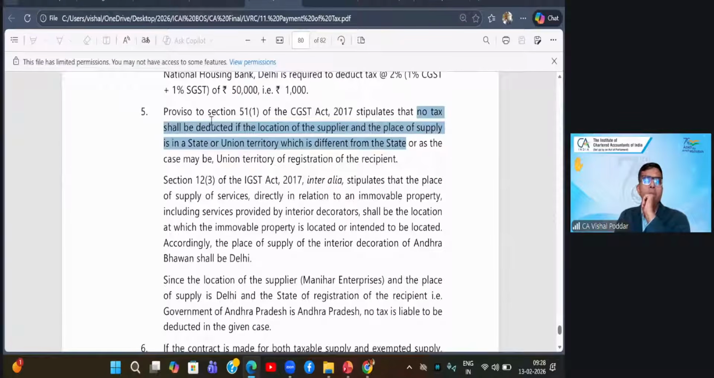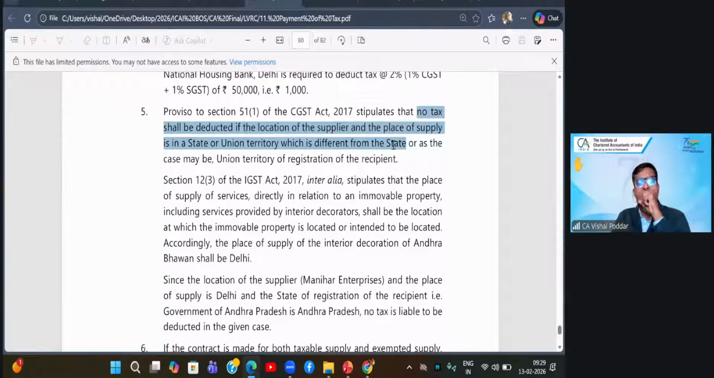So what does this important proviso say? That no tax is to be deducted if the location of supplier and place of supply both are in a state which is different from the state of the government. As I said, the supplier is state X, the place of supply is state Y, but the government is of state Z. Since the government state is not matching with any of these states, TDS will not be applicable. Continue.